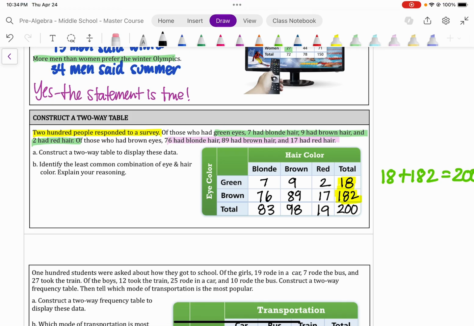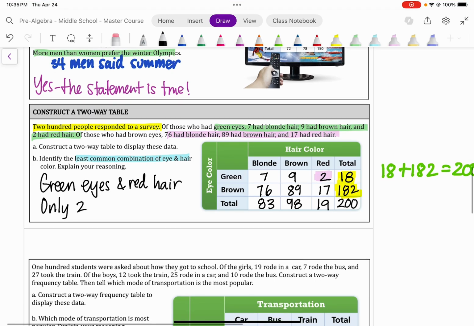B says to identify the least common combination of eye and hair color. So it would be the box with the smallest number. So that's going to be green eyes and red hair. Only 2 out of 200 had it.